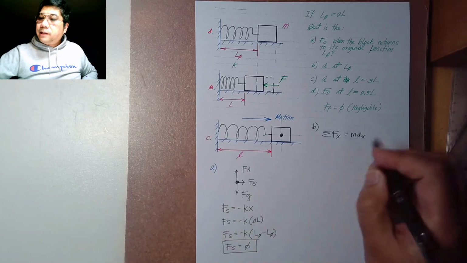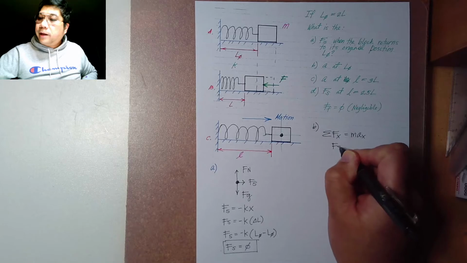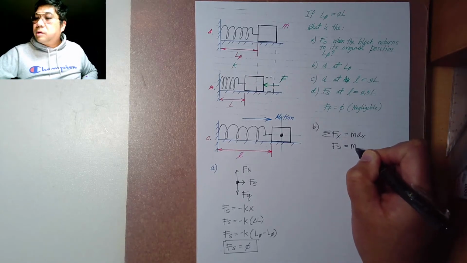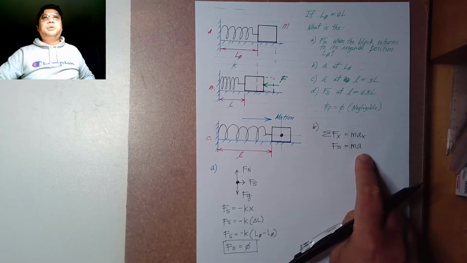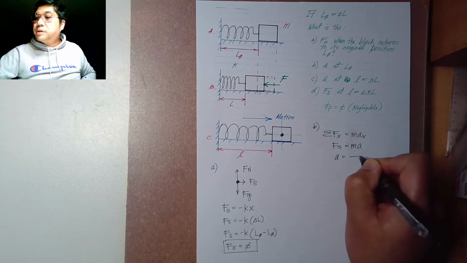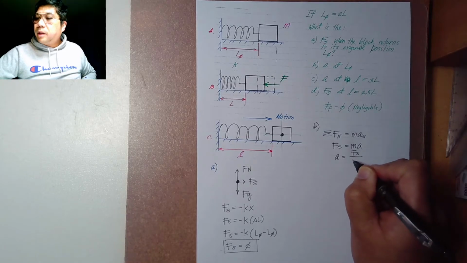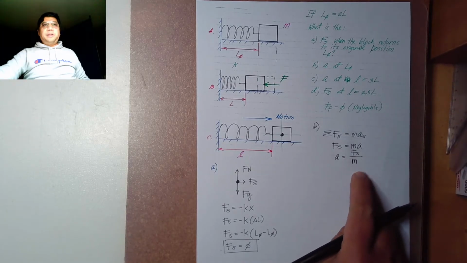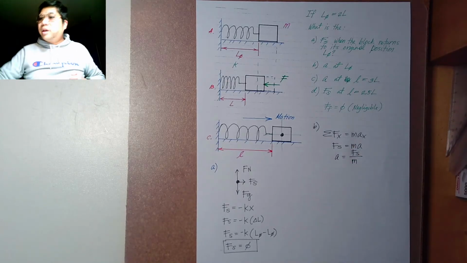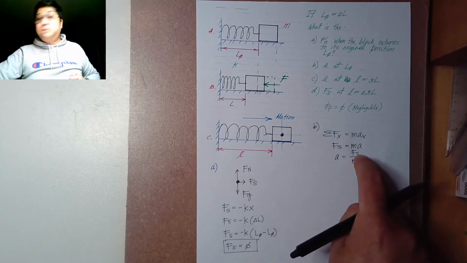So we can definitely say that the summation of forces, we only have force of the spring, and then we have mass, and then the acceleration. Now we don't know if its acceleration is positive or negative. So all I have to do is divide my Fs over my M, so you divide your spring force by M. Now, I can just say that it's 0, so I'll substitute it by 0.